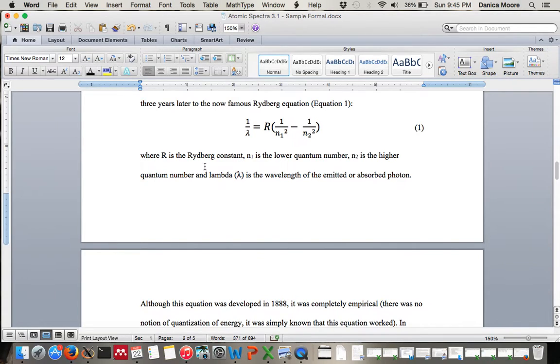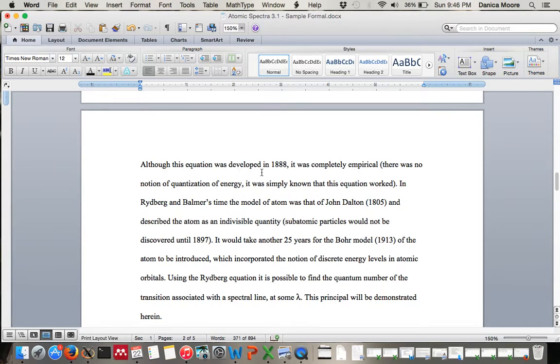Now we are going to name our constants, and we're going to talk about what the equation is comprised of. So we have R is the Rydberg constant, and 1 is the lower quantum number, and 2 is the higher quantum number, and lambda is the wavelength of the emitted or absorbed photon. Although this equation was developed in 1888, it was completely empirical, meaning there was no notion of quantization of energy. It was simply known that this equation worked. So an empirical formula, suffice it to say, is just an equation that has no theoretical foundation. Meaning, in this case, there was no quantization of energy.